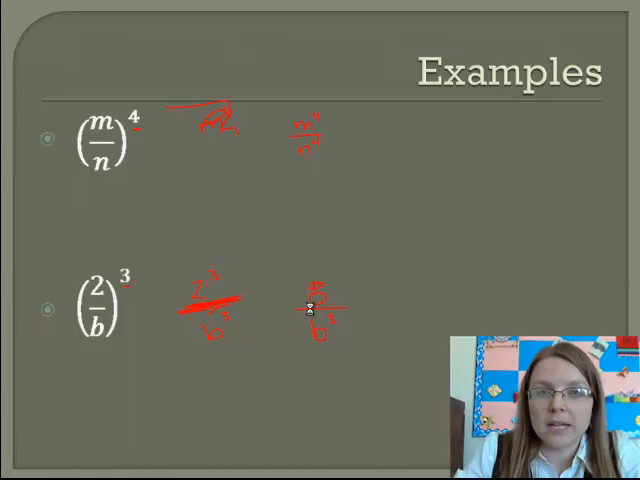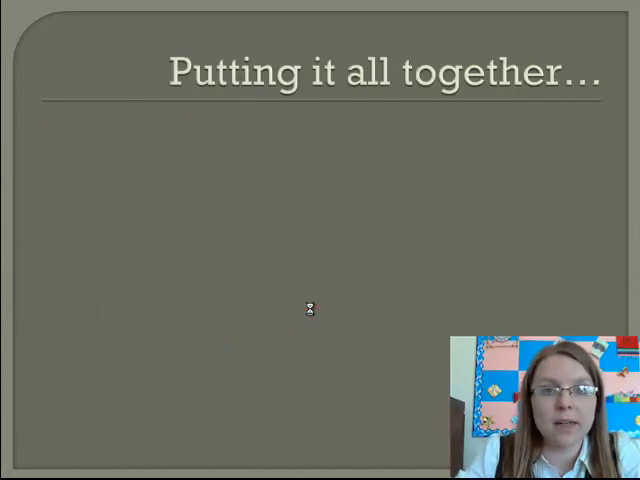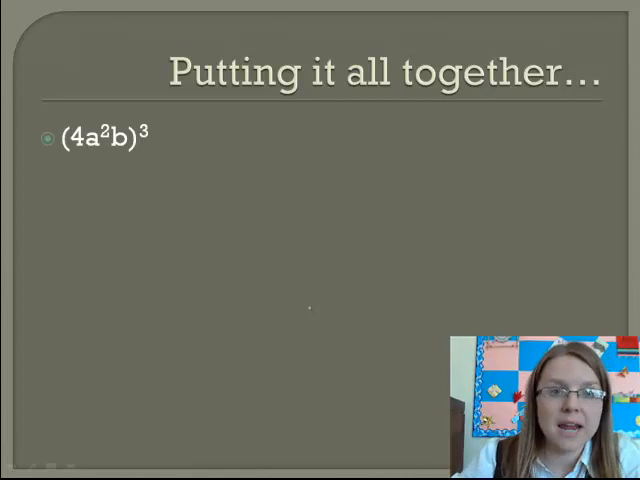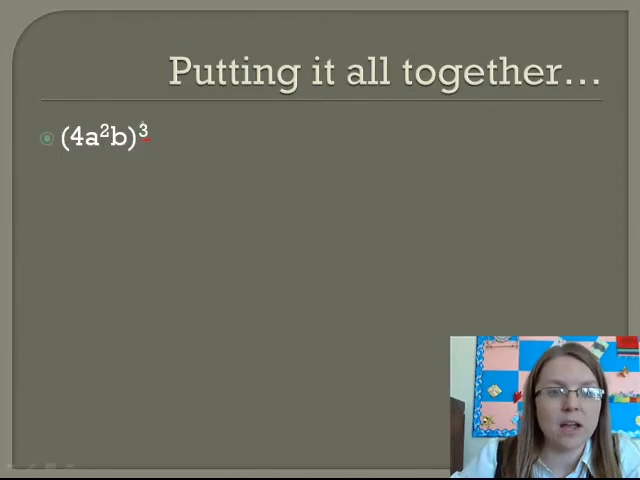Now let's get to the more complicated stuff. We start putting it all together. So if we have something like 4a squared b, and all of that is raised to the power of 3, that means that we're going to have to apply the 3 to the 4, the 3 to the a, and the 3 to the b.